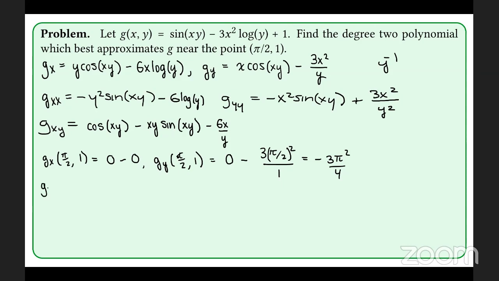And now, second order with respect to x, pi over 2 and 1. So we get negative 1 sine of pi over 2. Sine of pi over 2 is 1. So we get negative 1.